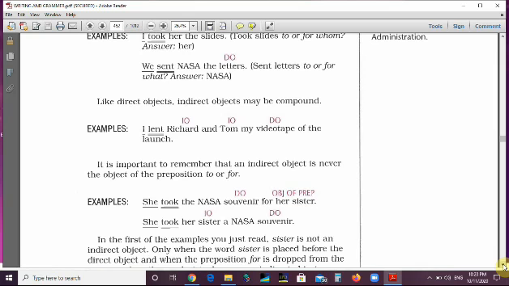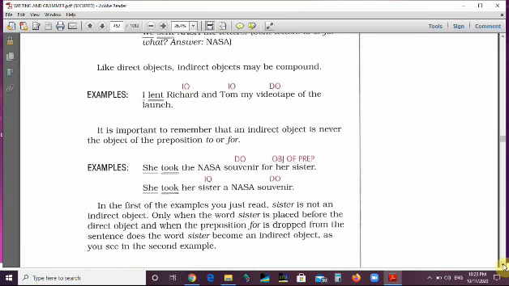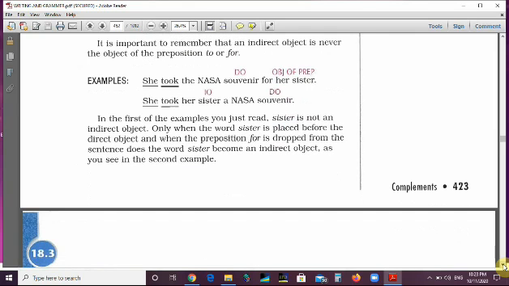Like direct objects, indirect objects may be compound. I lent Richard and Tom my videotape. So I lent my videotape to whom? Richard and Tom. It is important to remember that an indirect object is never the object of a preposition to or for.